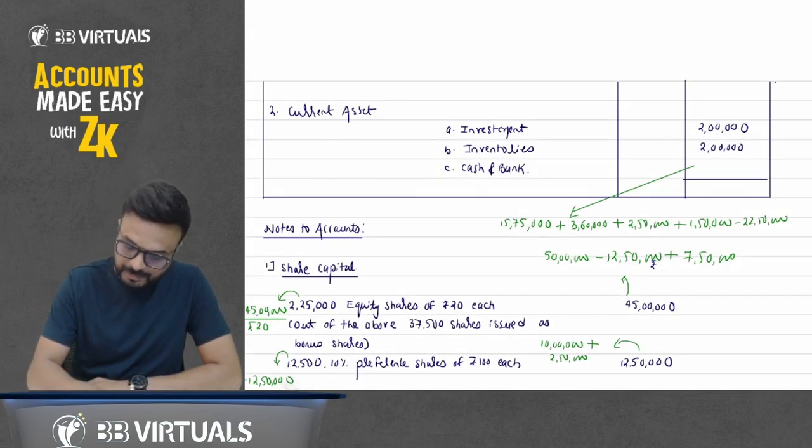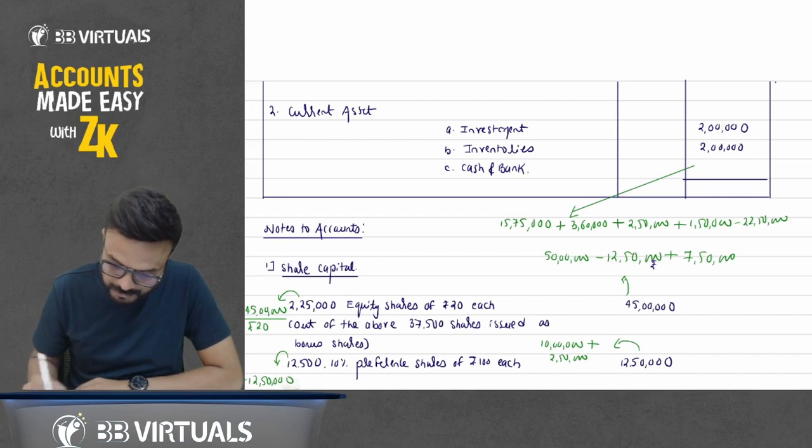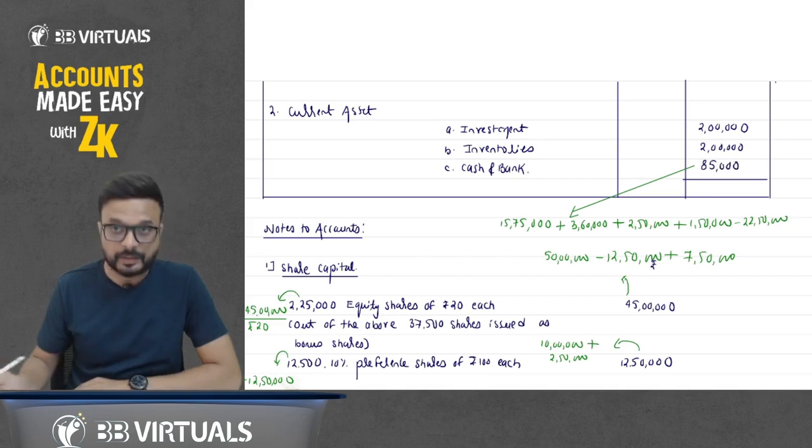12,75,000 plus 3,60,000 plus 2,50,000 plus 1,50,000 minus 22,50,000. It comes to 85,000. So write down here 85,000.